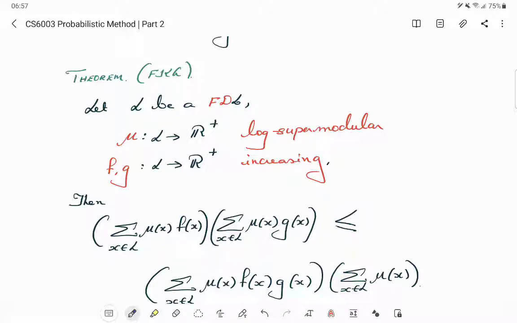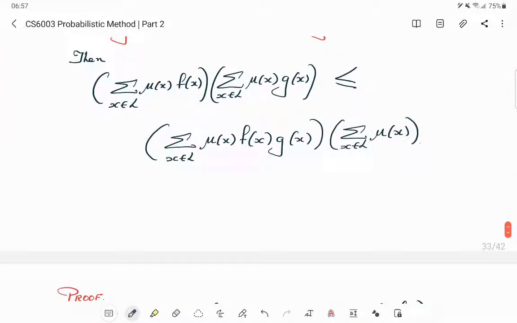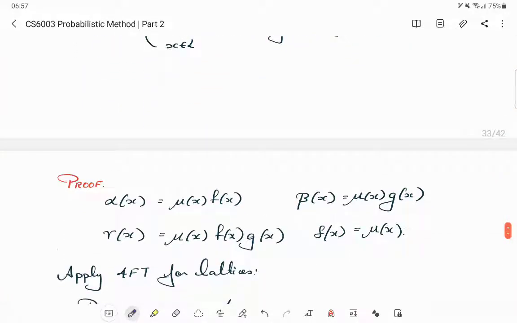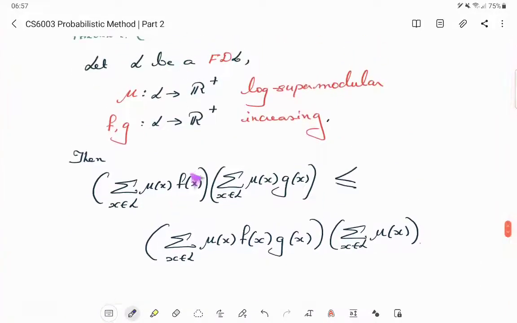It's a very direct application of the four functions theorem for lattices, and many of you, if you haven't guessed it already, should try and guess it now. Given this mu, f and g, what would be your alpha, beta, gamma and delta? Just that much is there in the proof of this result. So I'll prove it and then come back and restate this in a more compact and easy to remember form. Your alpha is nothing but mu times f, beta is mu times g. So what does this boil down to? This boils down to the sum over x in L of alpha of x, which is nothing but alpha of the entire lattice, because alpha is overloaded that way.